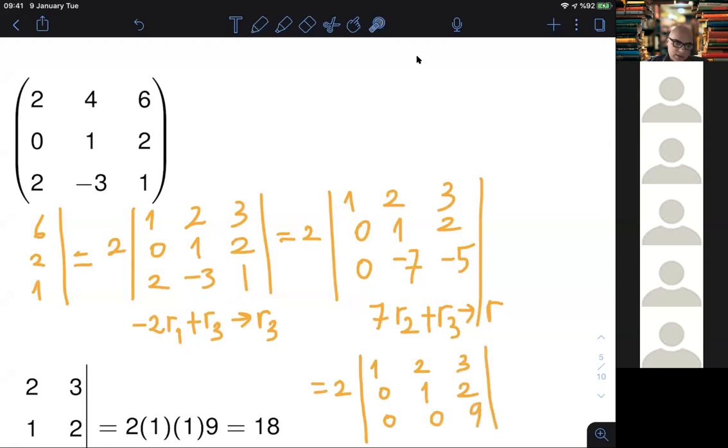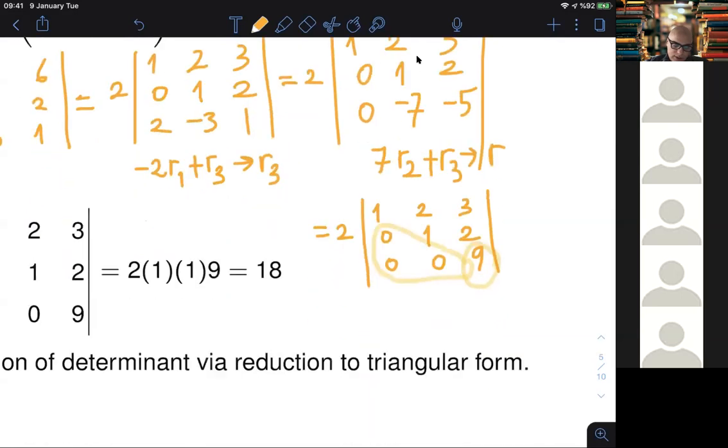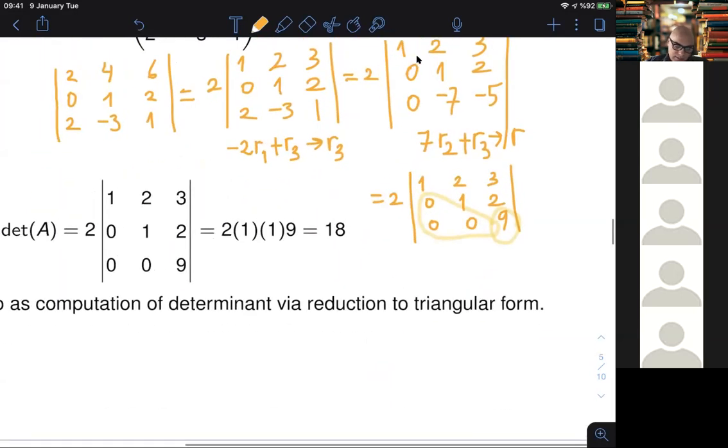Okay, now this matrix is in triangular form, right? Because this part is all zeros. So this is really like bringing the matrix into row echelon form. If this was 1, this would be in row echelon form. We can do that. We can multiply the last row by 1 over 9. Okay, let's do that.